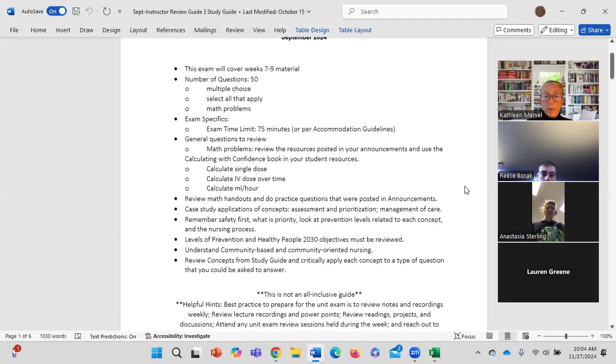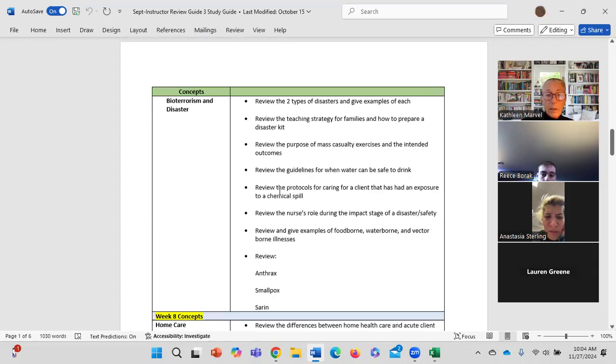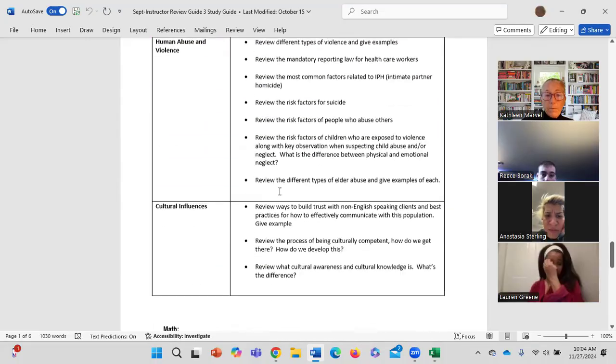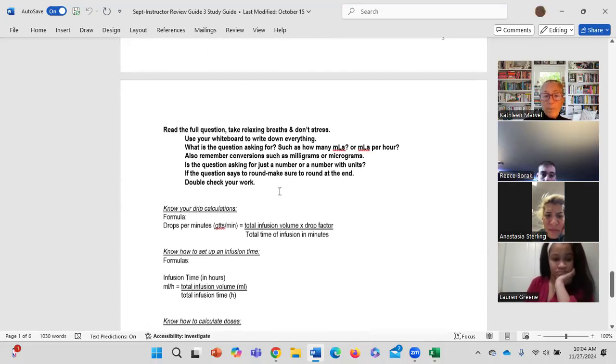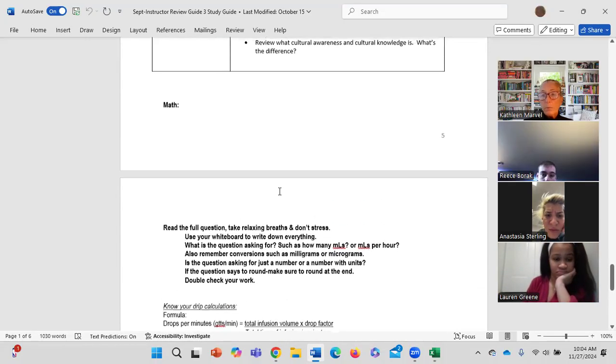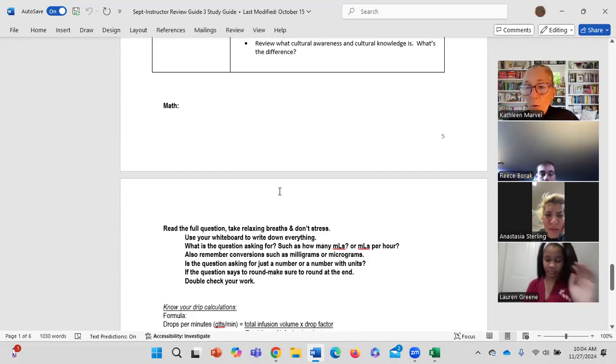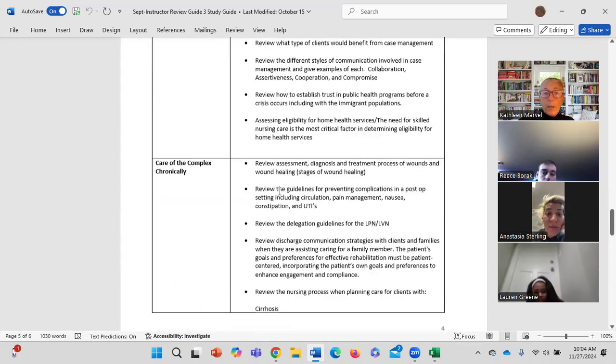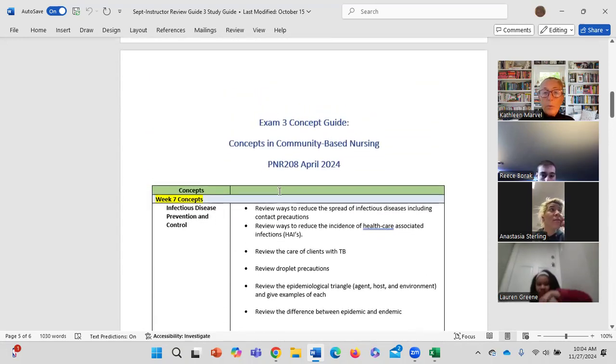Okay, here are my suggestions for what to review. Single dose, calculate IV dose over time, calculate mLs per hour. And if you see at the bottom of this study guide on the back, I've given you some cheat information of how to do what is on the first page. Just a quick, simple review.